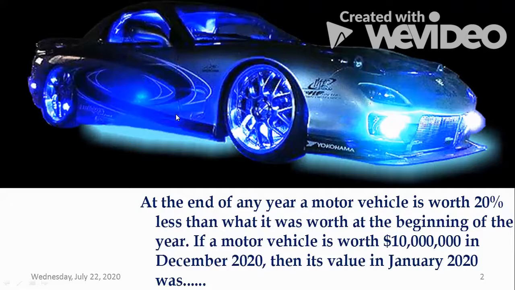Alright, so in this question here, it says at the end of any year, a motor vehicle is worth 20% less than what it was worth at the beginning of the year. If a motor vehicle is worth 10 million in December 2020, then its value in January 2020 was.